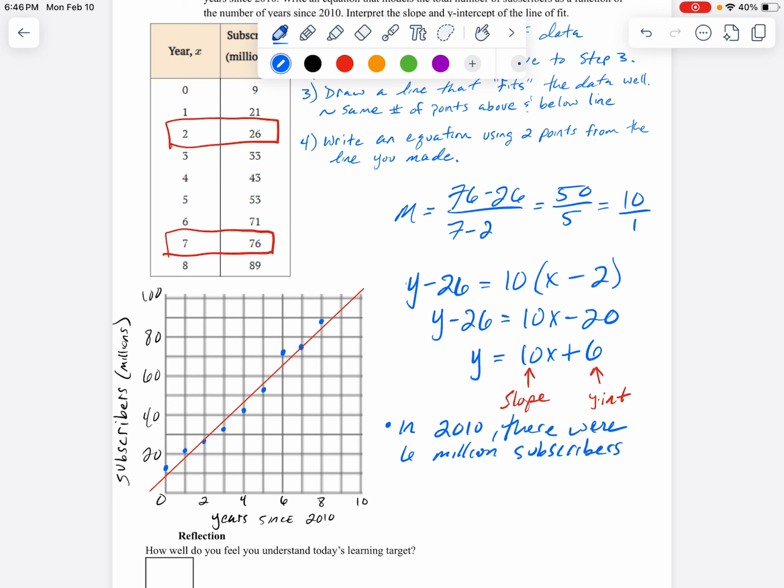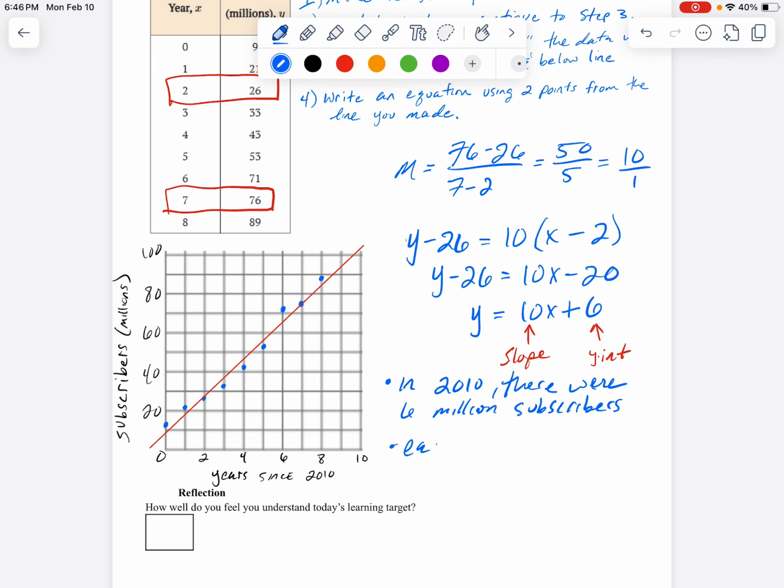And then to interpret the slope, that's 10 over 1. So we're going up 10 over 1, up 10 over 1, up 10 over 1. What that tells me is every 1 year, we are increasing by approximately 10 million subscribers. Each year, we increase by approximately 10 million subscribers.